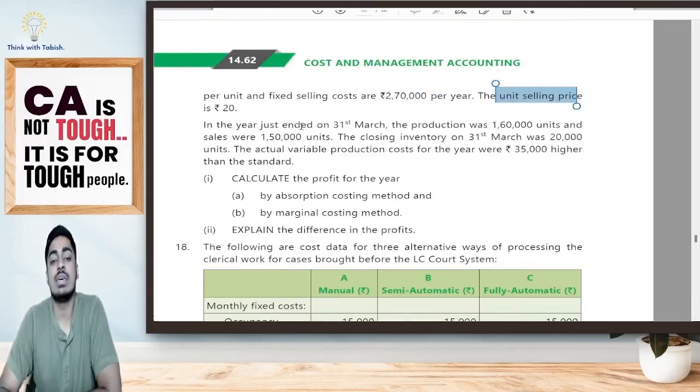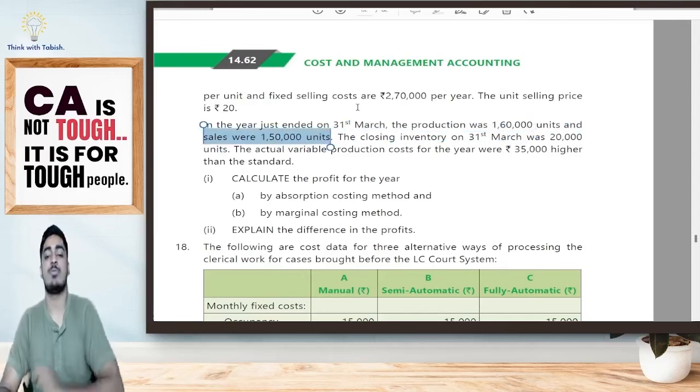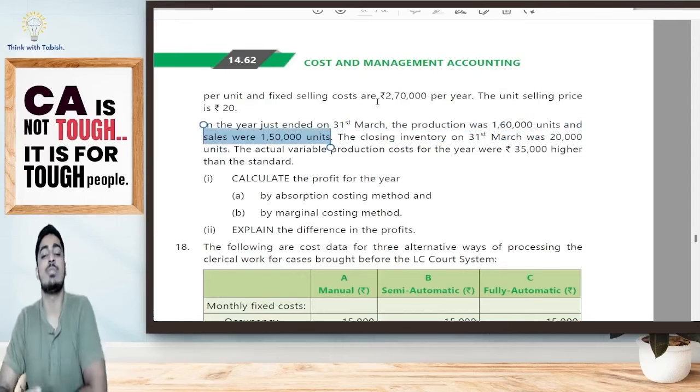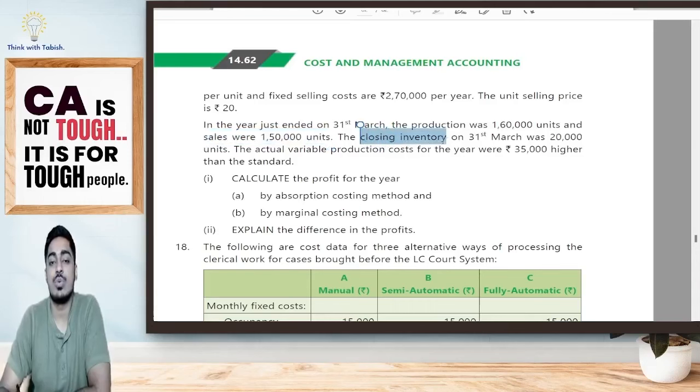In the year just ended 31st March, production was 1,60,000 and sales was 1,50,000. I have produced 160 and sold 150 only. That means 10,000 is my closing stock. Yes, they are telling closing stock was 20,000 units.